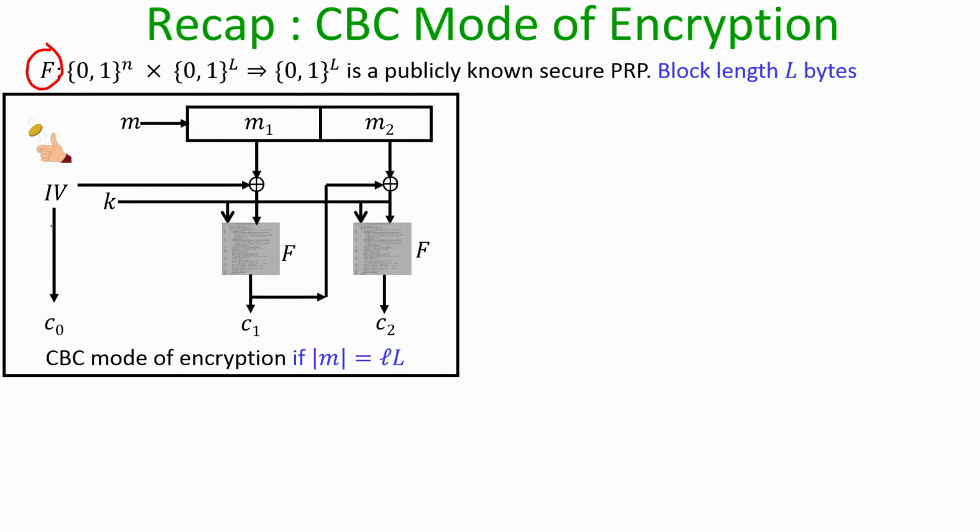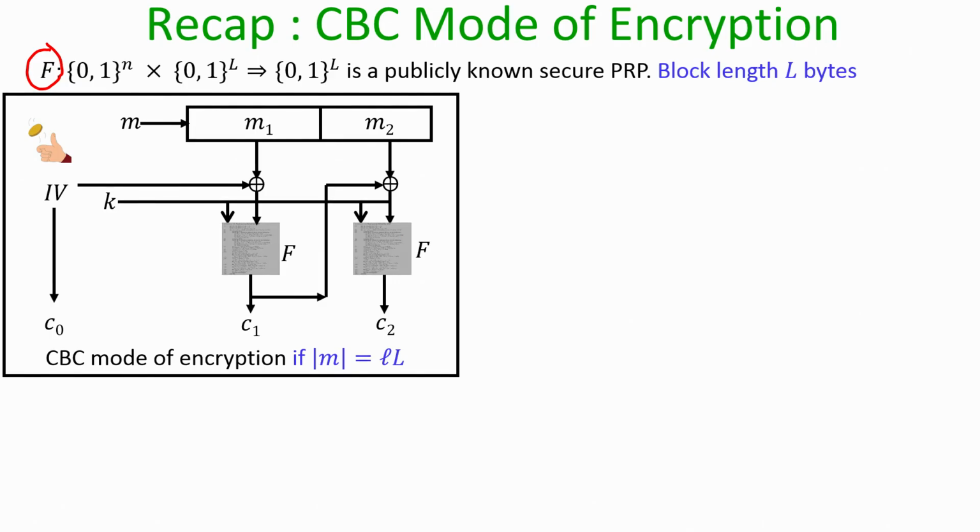You start with a random IV and then you do the chaining. That random IV is XORed with the first block of the message, and then the output is considered as the block input for the first invocation of your F, and that is the first cipher text block. That first cipher text block is XORed with the next block of the message, and that is considered as the input for the second instantiation of F, and the output is the second cipher text block, and so on.